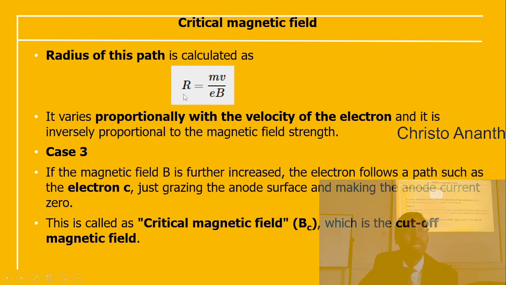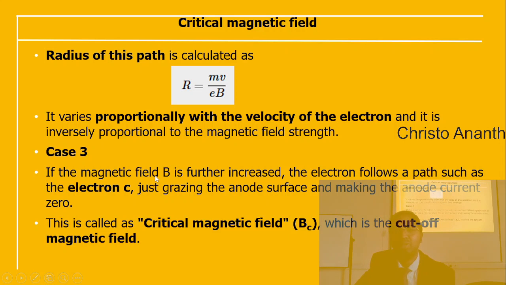So the radius will be calculated as R is equal to mv divided by eB. So it varies proportionally with the velocity of the electron, and it is inversely proportional, inversely means it is divided, to the magnetic field strength B. Then we have case 3, the third case. What is that? The magnetic field is increased even further.